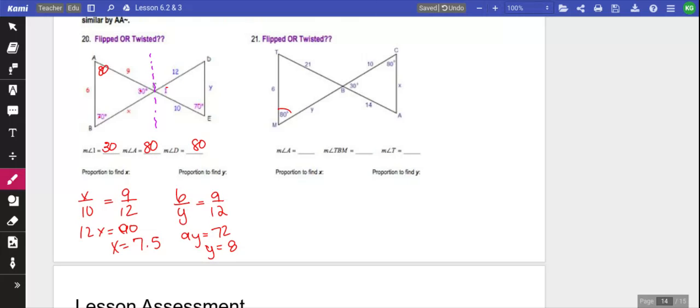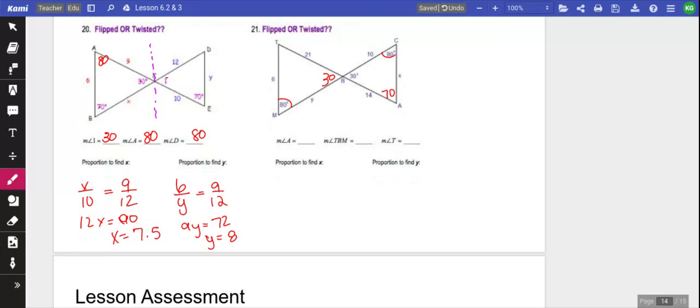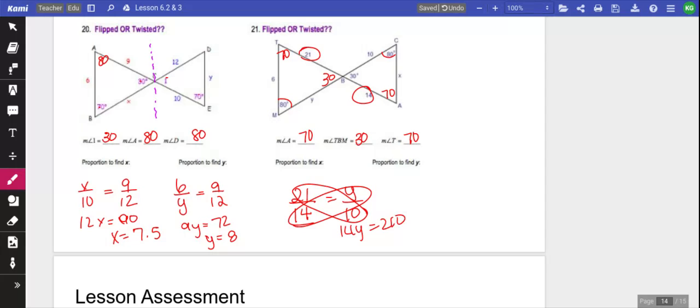On this one, notice that they're twisted. The 80s are up there. This is still 30. But 80 plus 30 is 110. So that would leave 70 degrees for angle A and T. And we said the middle angle is 30. And now, because they're flipped, this 21 is actually similar to 14. And the 10, or the y, is similar to the 10. So we'd have 14y equals 210. So y is 15.